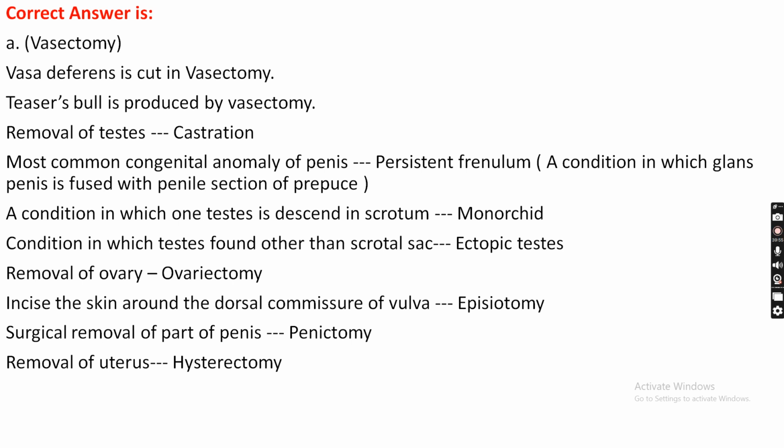Removal of ovary is ovariectomy. Ectomy means total removal. Incising the skin around the dorsal commissure of the vulva is episiotomy. Surgical removal of part of the penis is penectomy. Removal of the whole uterus is hysterectomy.